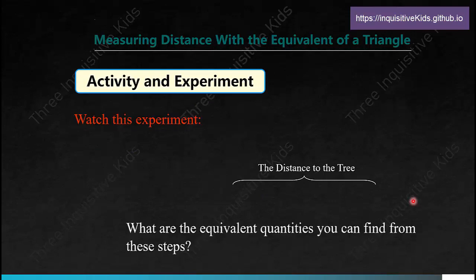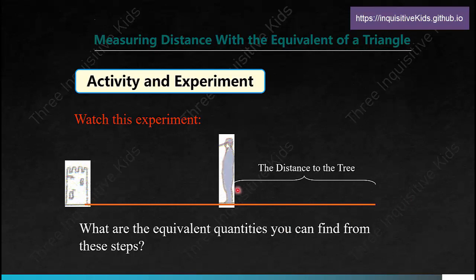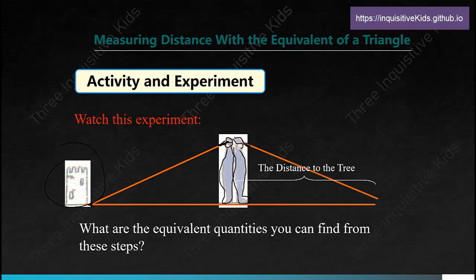Activity and experiment. Watch this experiment. I'm going to outline this to make sure that you know this is a person. As you can see, he has this baseball cap on his head. From the tip of his baseball cap, it's pointed straight towards the base of this castle. Then he turns around. Remember, this is still the same person. And he doesn't move the angle of his cap. Instead, it happens to land at the base of this tree.